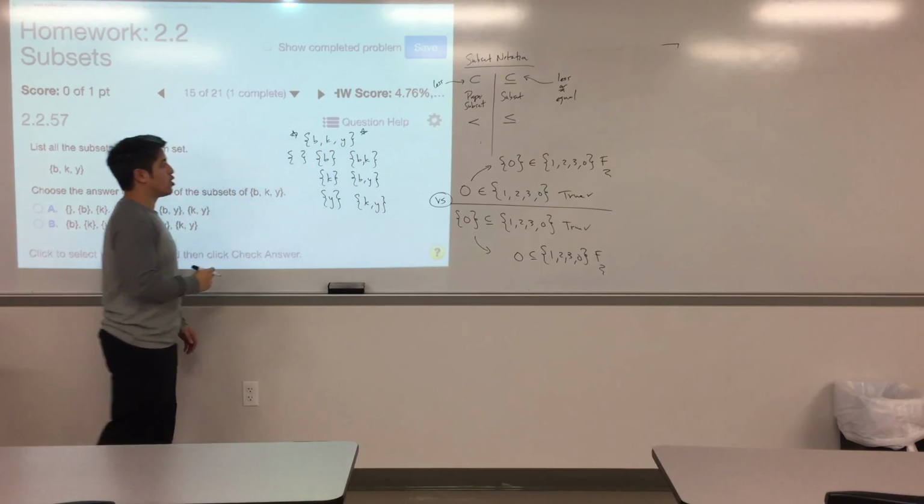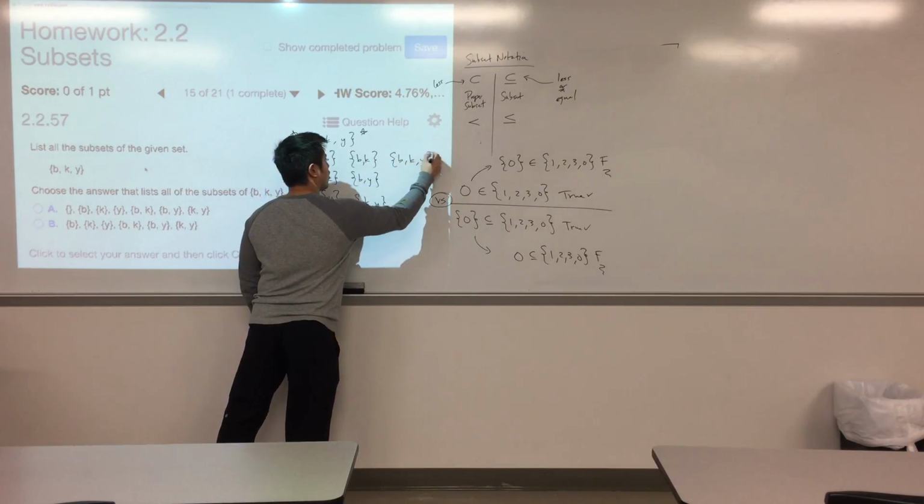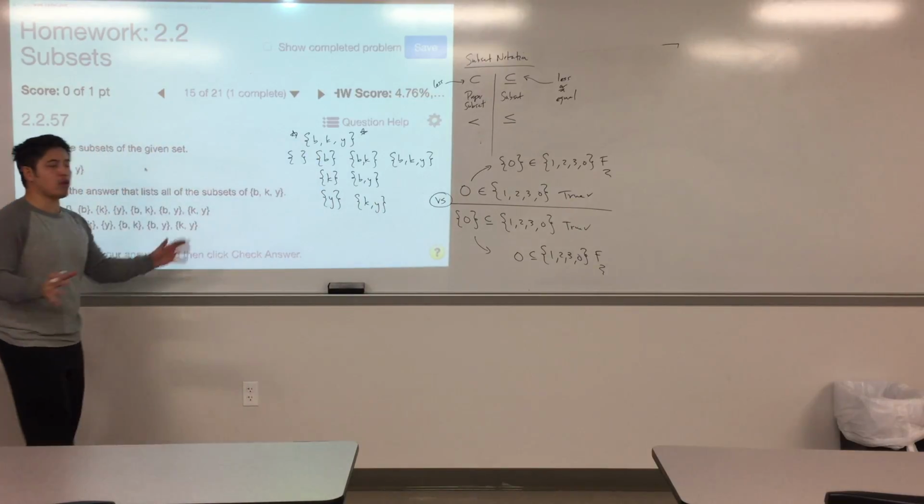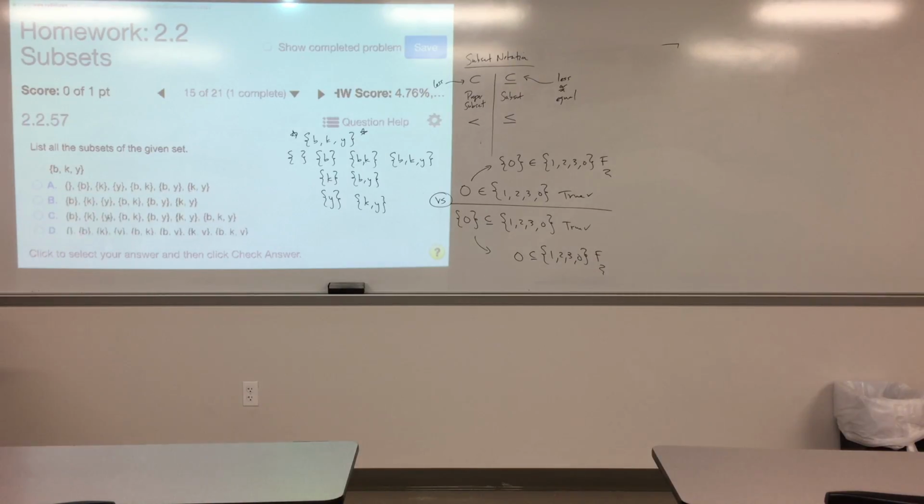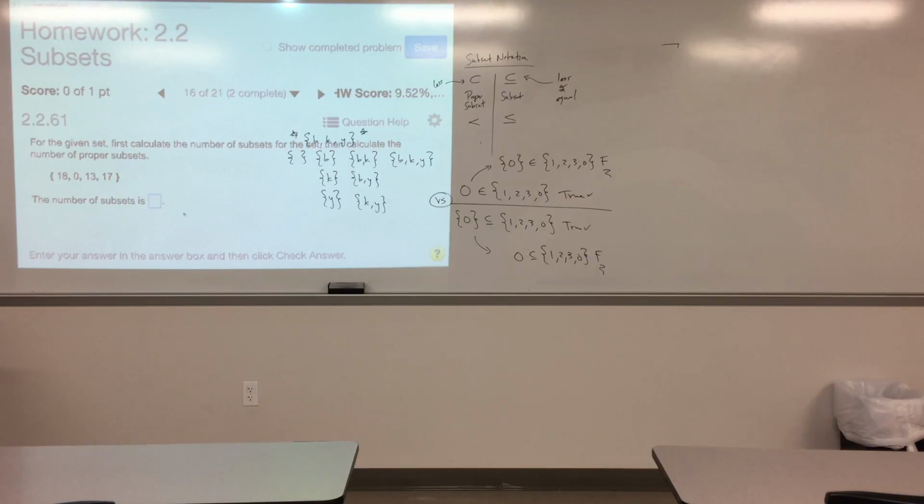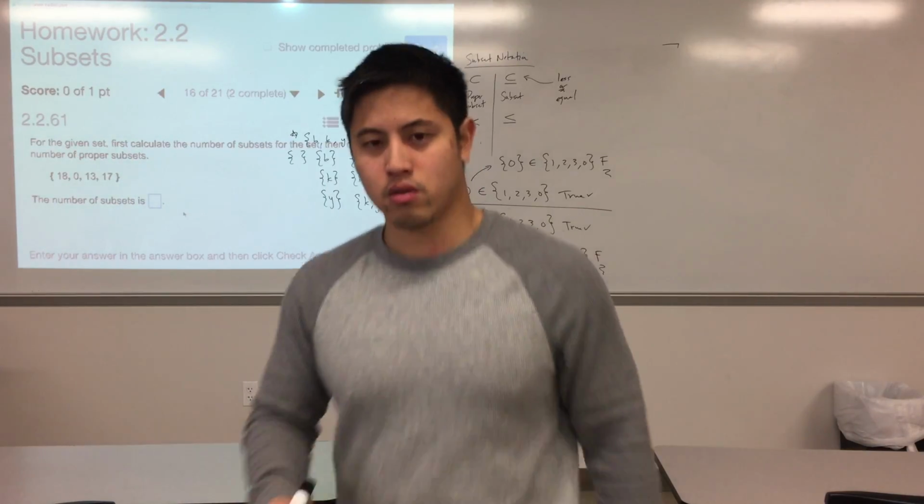And then finally, we have to take into account the set itself. So those are all the possible ways that we can create subsets from this given set. And so if you take a look at your options, the one that works is D. Empty set, B, K, Y, BK, BY, KY, BKY. Okay? All right. Now, for this next one, they want you to first calculate the number of subsets, then calculate the number of proper subsets. Check the video.